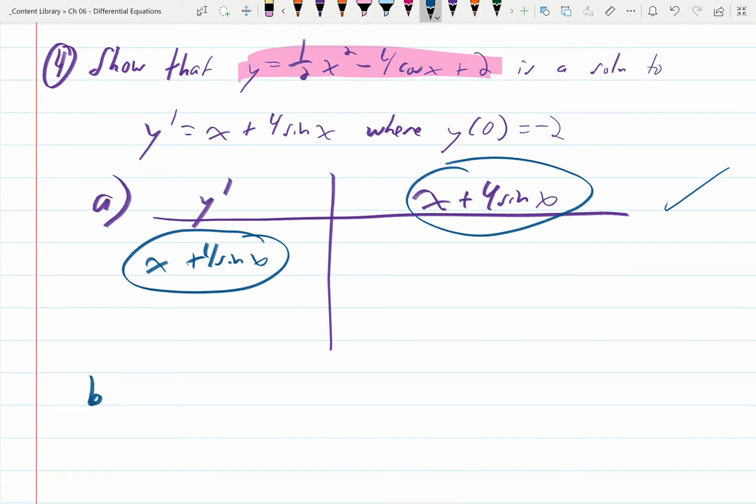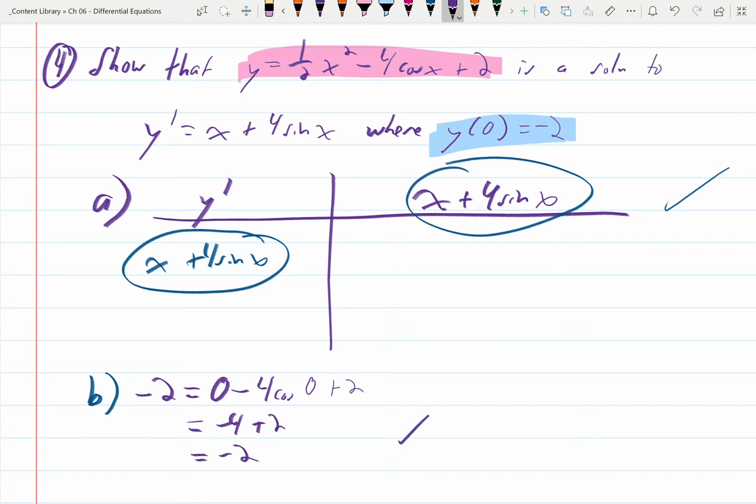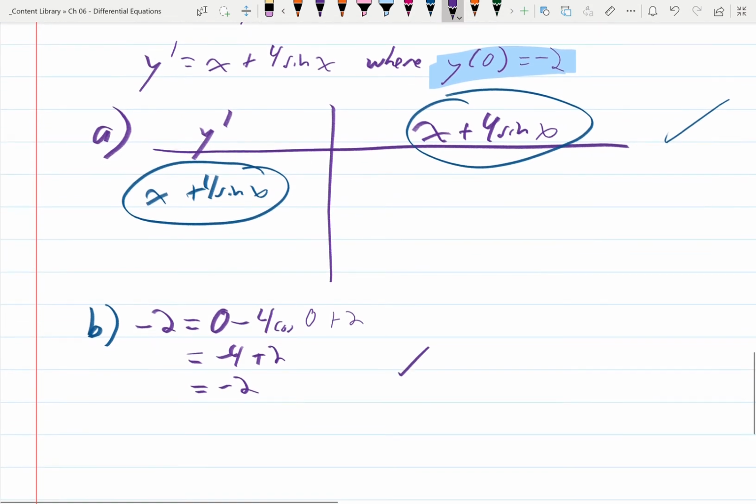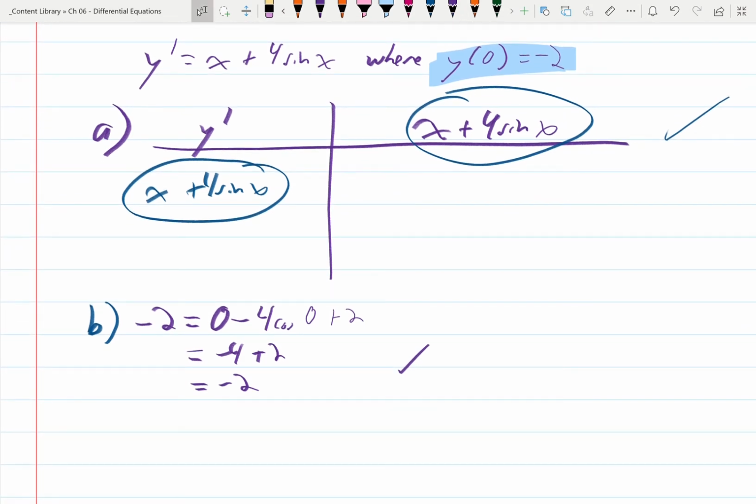Part B of the proof, we're going to want to show that y of 0 is equal to negative 2 is actually true. So just substitute. Negative 2 is equal to 0 minus 4 cosine of 0 plus 2, or negative 4 plus 2, or negative 2. Check. So we know that that's true, that y of 0 is negative 2, and that the derivatives match.